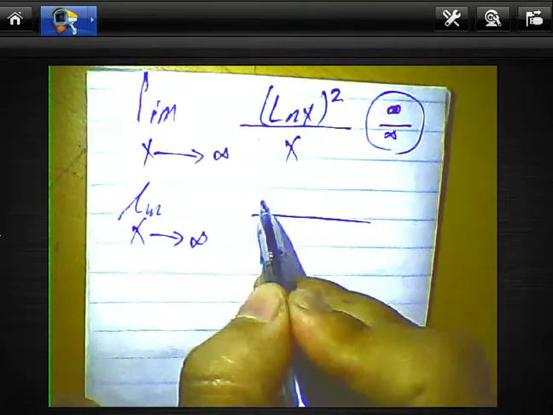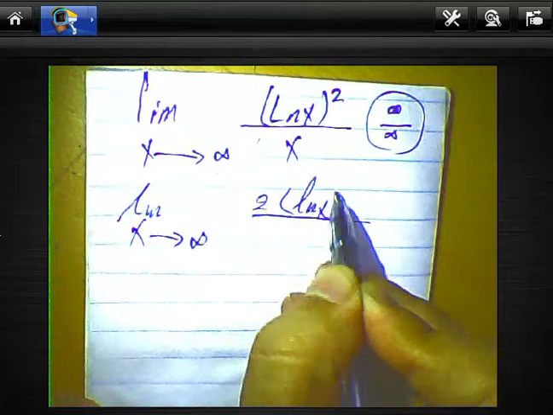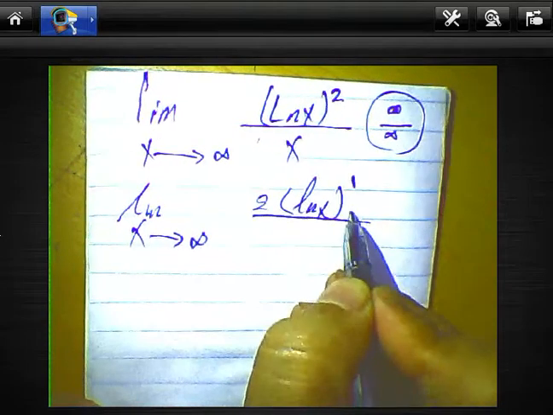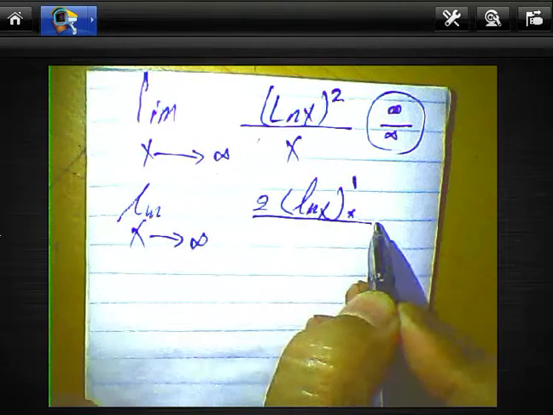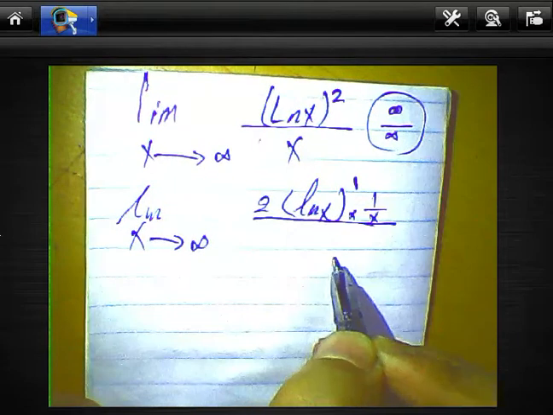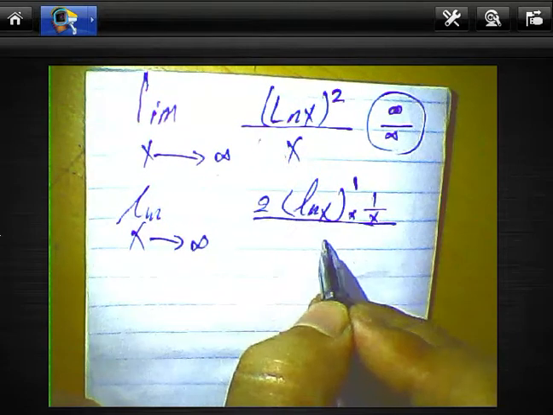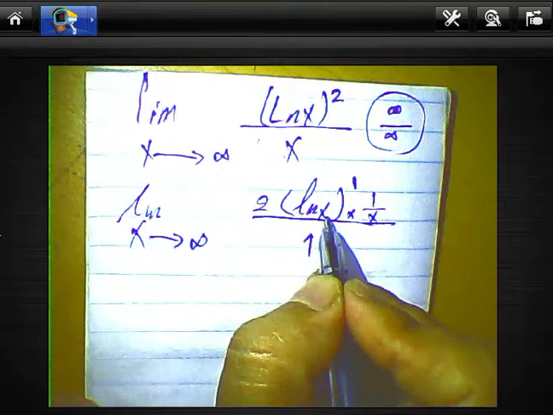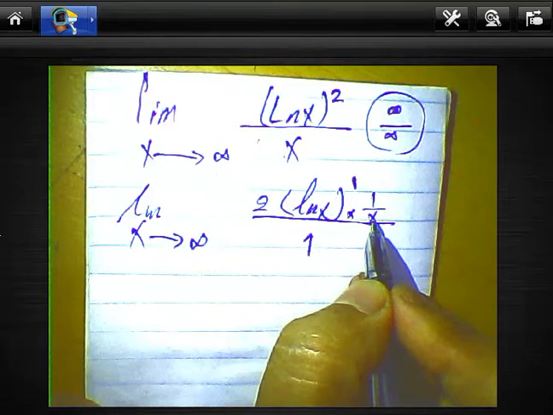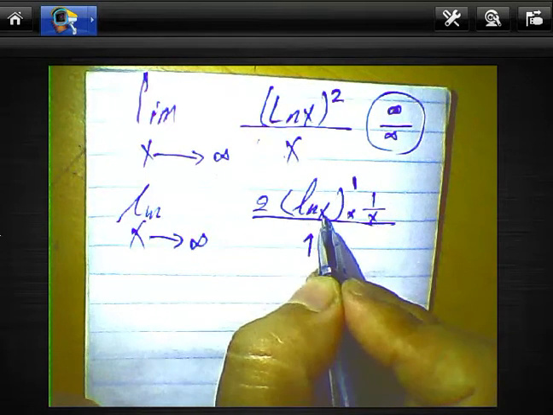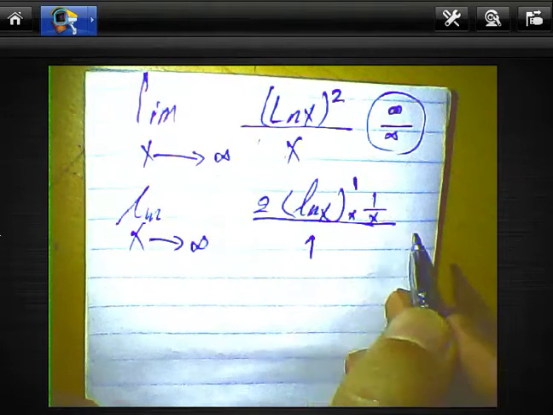Here we can bring 2 outside. 2 multiplied by ln x multiplied by the derivative of this function, which is 1 over x. The derivative of x equals 1. And then we must put infinity here: 1 over infinity equals 0, and ln of infinity equals infinity. So the result will be undefined.